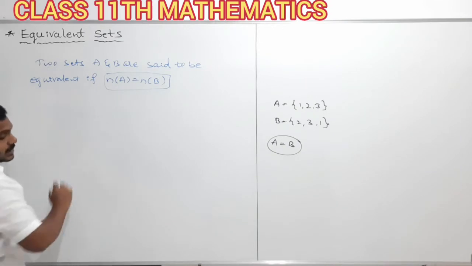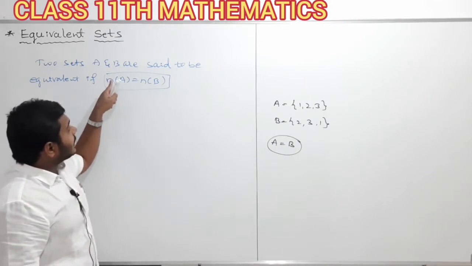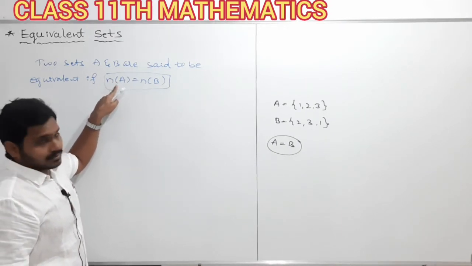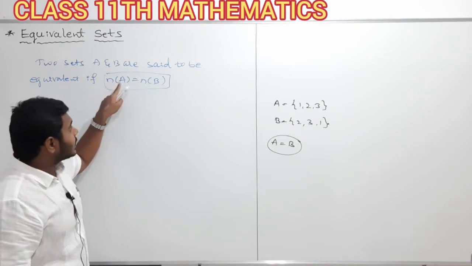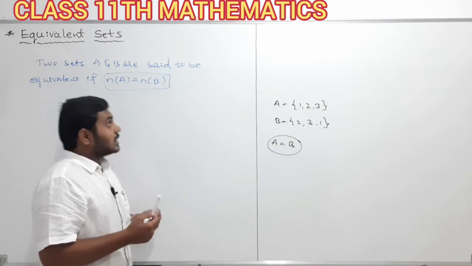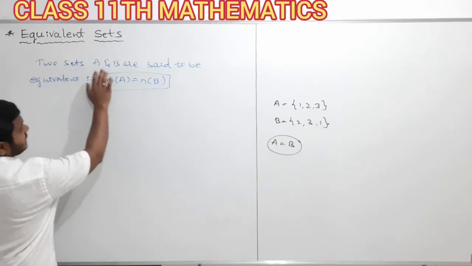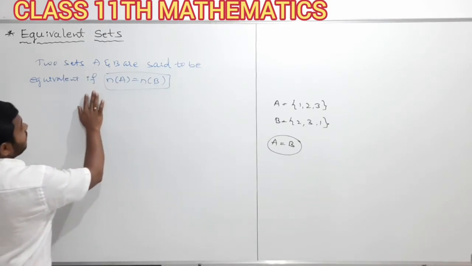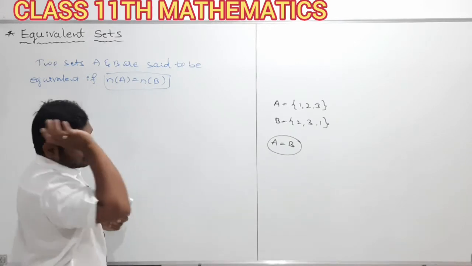So what is it, N of A means what? What I told my students, cardinality of a set A. N of A means cardinality of a set A, and N of B means cardinality of a set B. So two sets A and B are said to be equivalent if N of A is equal to N of B.